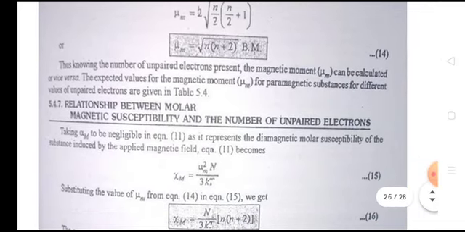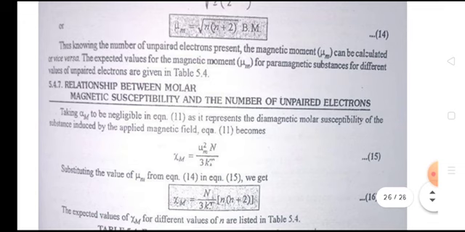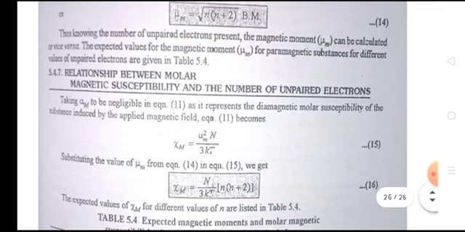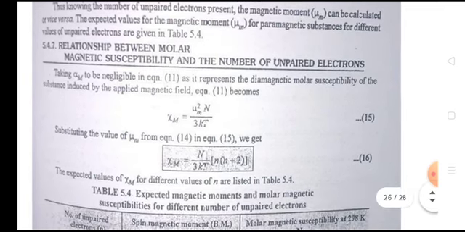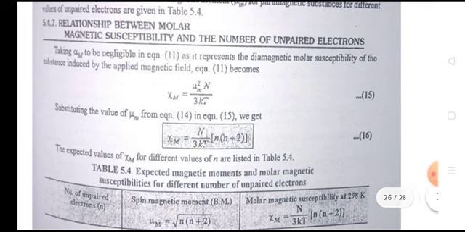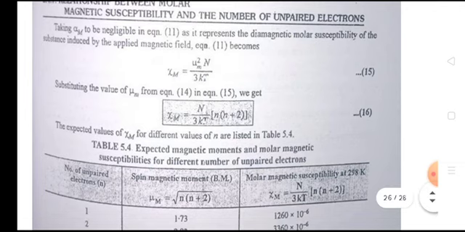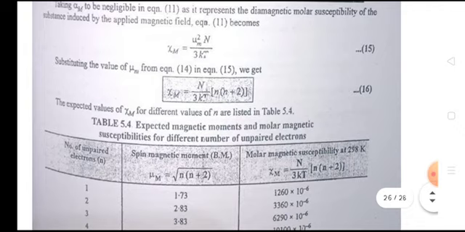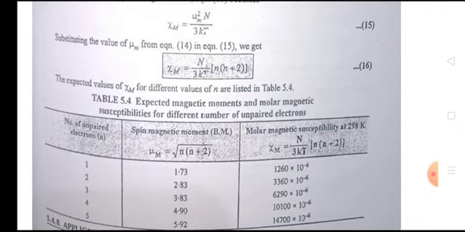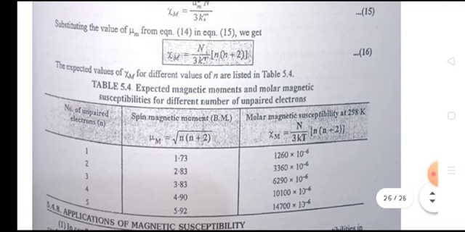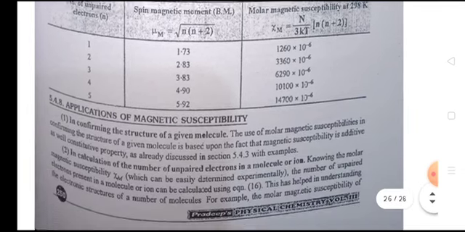Knowing the number of unpaired electrons present, the magnetic moment can be calculated, or vice versa. This expected relation between molar magnetic susceptibility and number of unpaired electrons, taking alpha m to be negligible, as it represents the magnetic molar susceptibility of the substance induced by the applied magnetic field, is Xm equal to n upon 3kT into (n plus 2). The accepted values of Xm for different values of n are listed in Table 5.4.